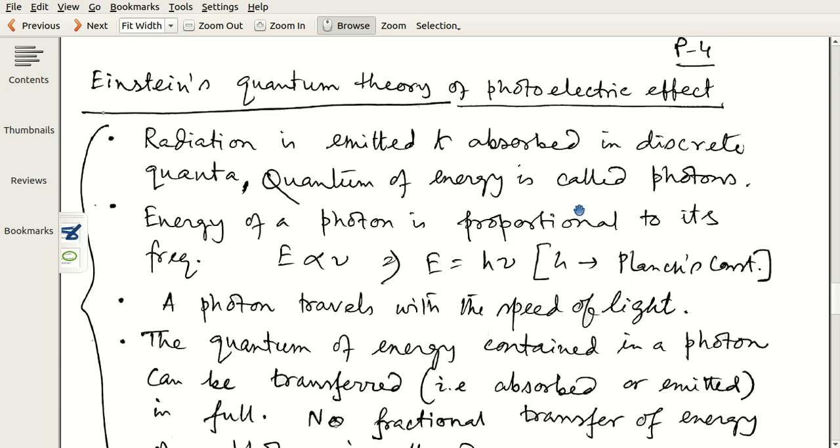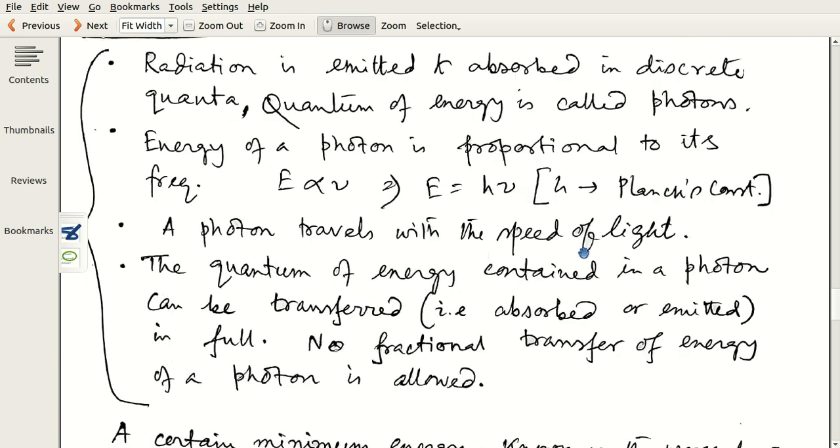This quantum of energy is called a photon, and the energy of a photon is proportional to the frequency, E proportional to nu, or E equal to h nu, where h is Planck's constant. It will come out to be like this.